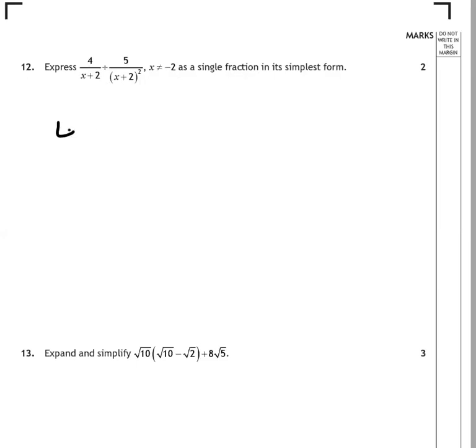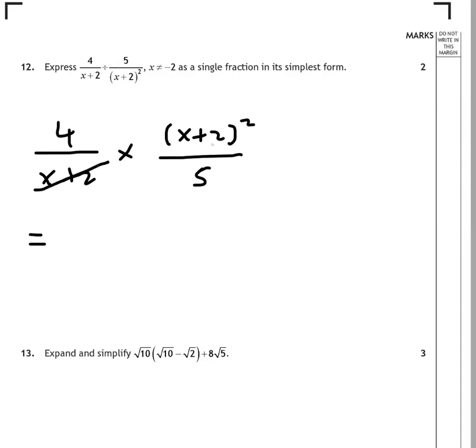So that would become 4 over x plus 2 times, so you just change that to a times, and then you flip the second fraction. That's how you divide fractions. So it would be x plus 2 squared over 5. And then the x plus 2's would cancel. So you're left with 4 times x plus 2 over 5. And you can just leave it like this. You don't need to expand the numerator or anything.